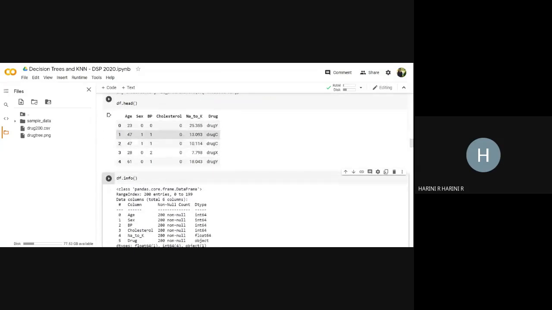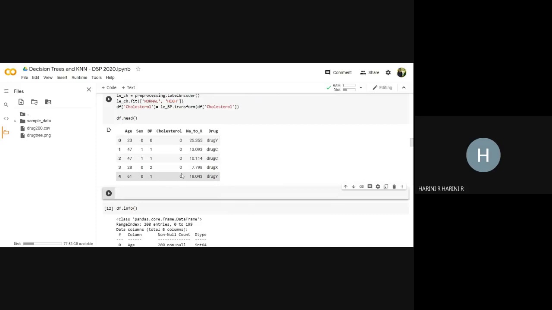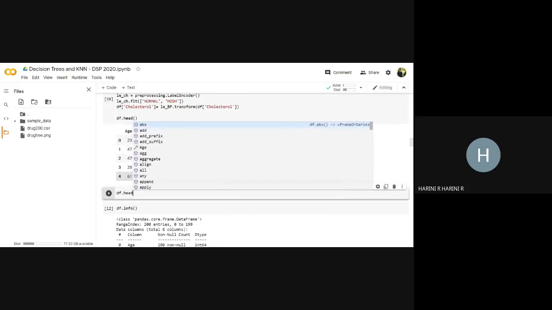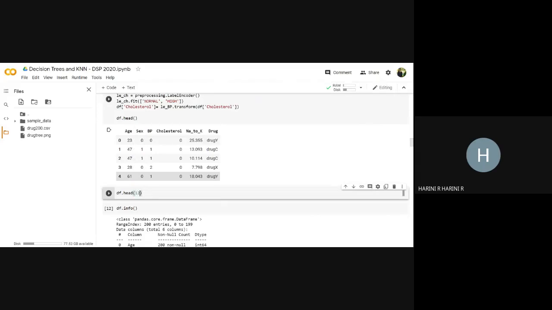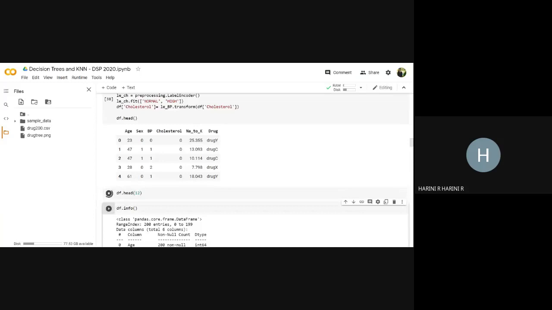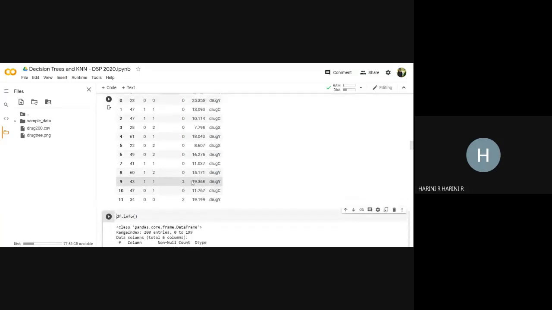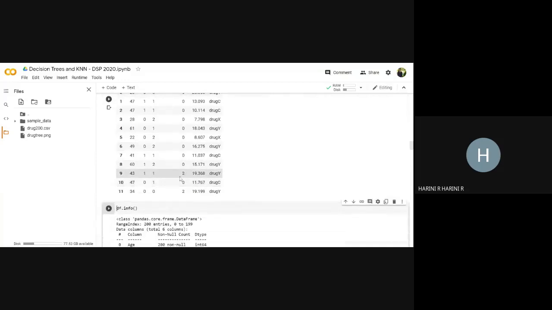Yeah, here it happens so that all the first 5 entries had the same cholesterol label. So let's just look at some more rows. I'm going to display the first 12 rows. Yeah, so you can see that some entries have now 2 associated with them.